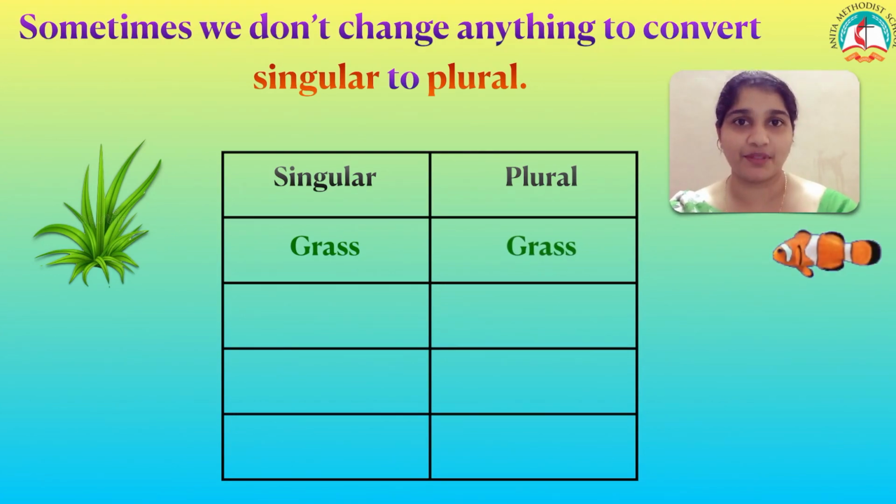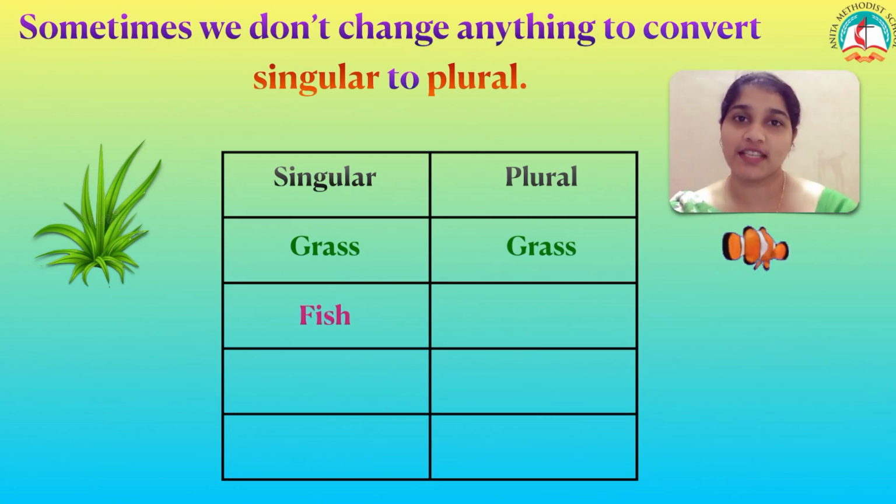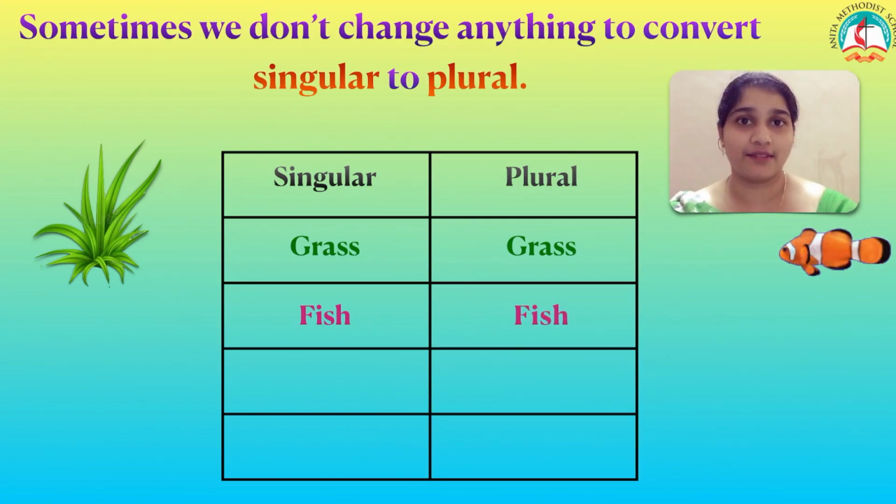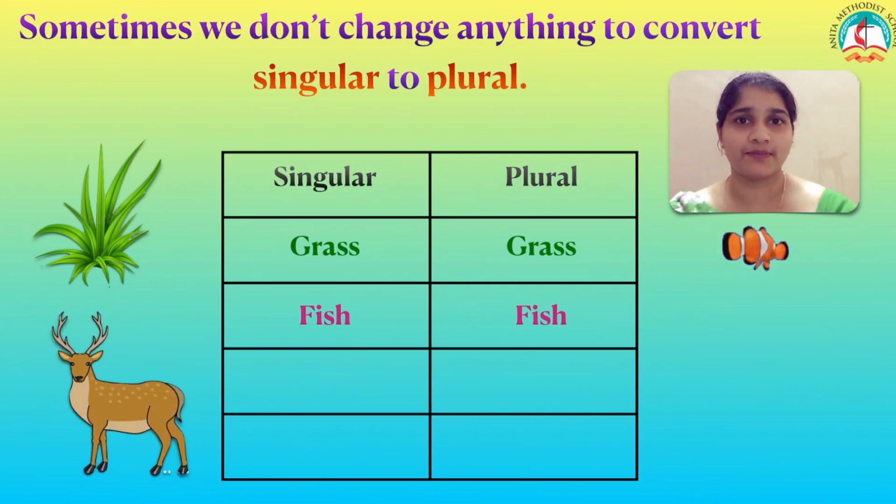Here is one more example. What do you see in this picture? It is fish. Singular form of it is fish. What is the plural form of this word? We need not change anything to these words to convert them to plural. So it is fish again. Here is another example. What is this picture? It is a deer. So singular form of it is deer. And we need not change anything to convert it into plural. So the plural form of deer is also deer.